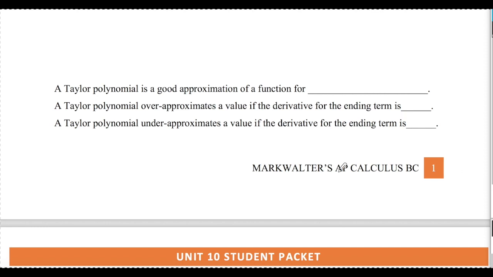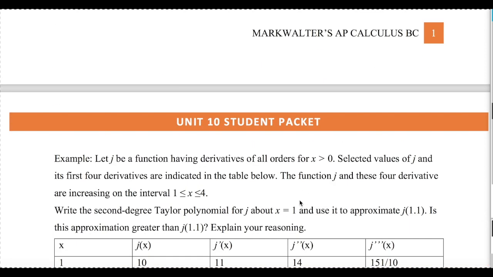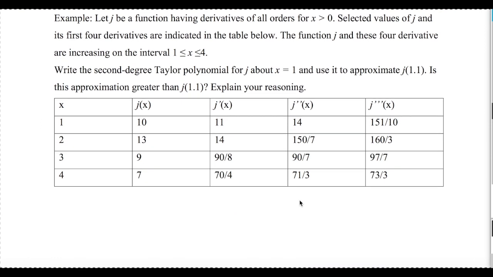All right. So if we keep going, let's look at another example. Let j be a function having derivatives of all orders where x is greater than 0. Selected values of j and the first four derivatives are indicated down here. The function j and these four derivatives are increasing. Ooh, that's probably going to be important. We just talked about how functions and derivatives are increasing.